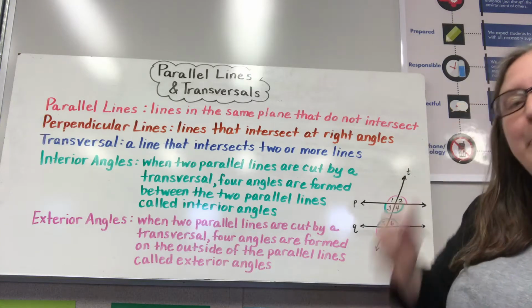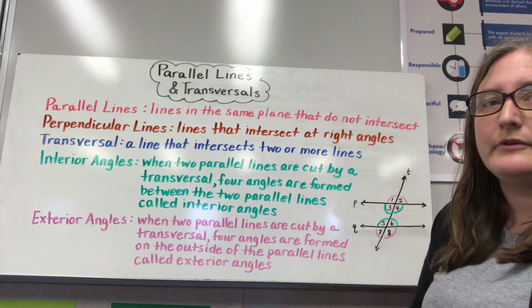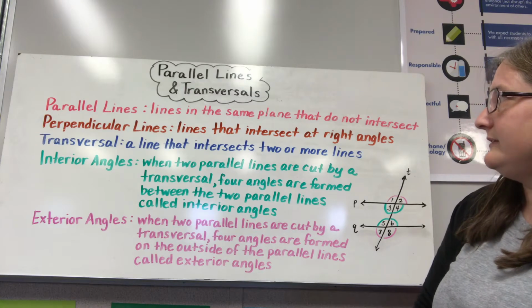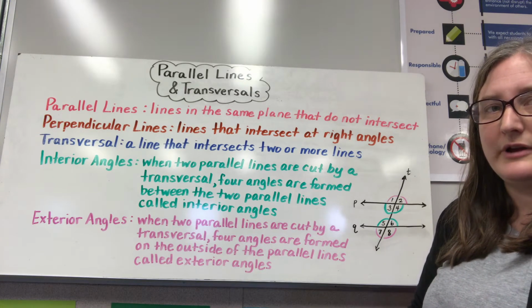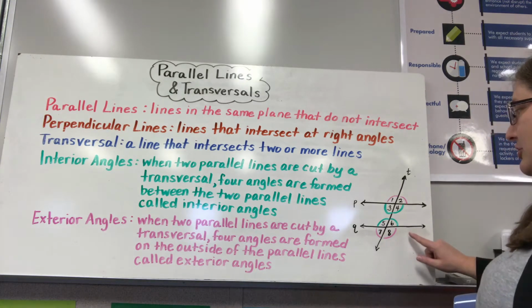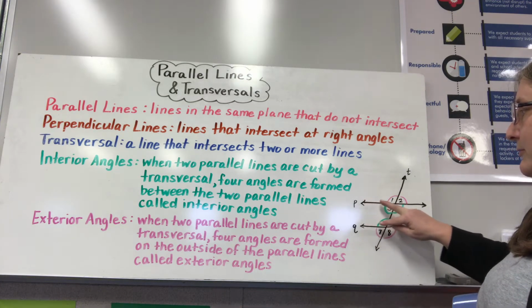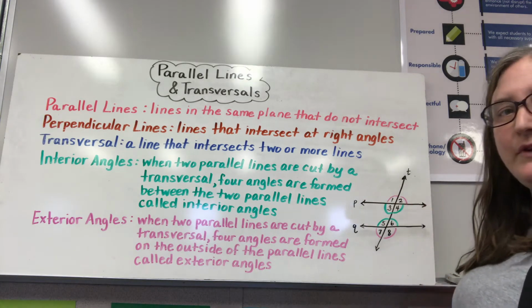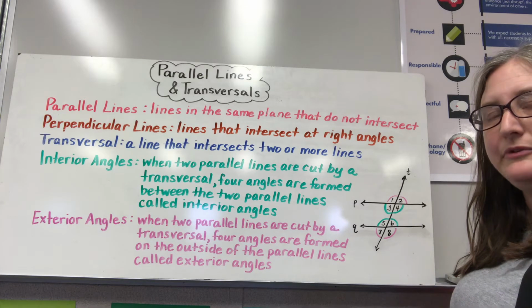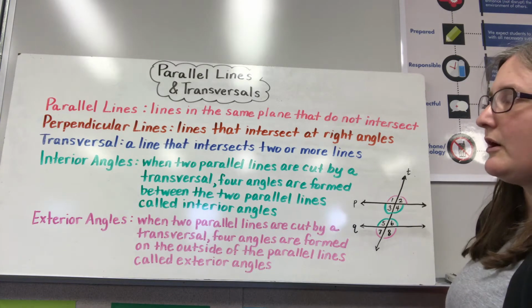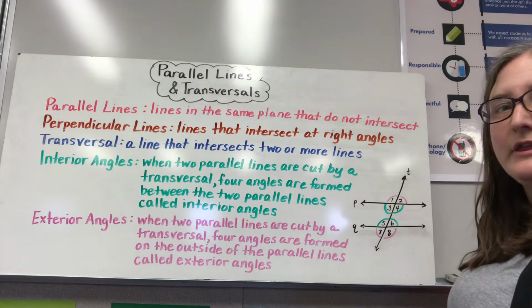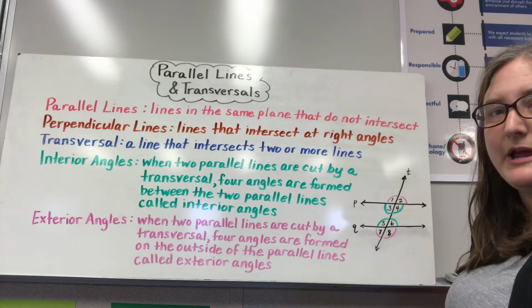Today we're going to be talking about parallel lines and transversals. Parallel lines are lines in the same plane that do not intersect one another. So in this picture, line P and line Q are parallel lines because they're running next to each other. Even if we continue those lines on, they will never intersect. Whereas perpendicular lines are lines that intersect and form four right angles.